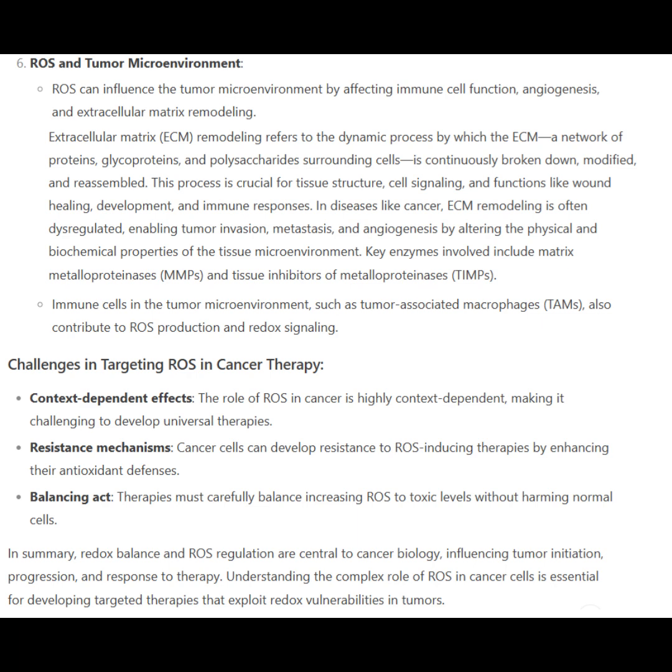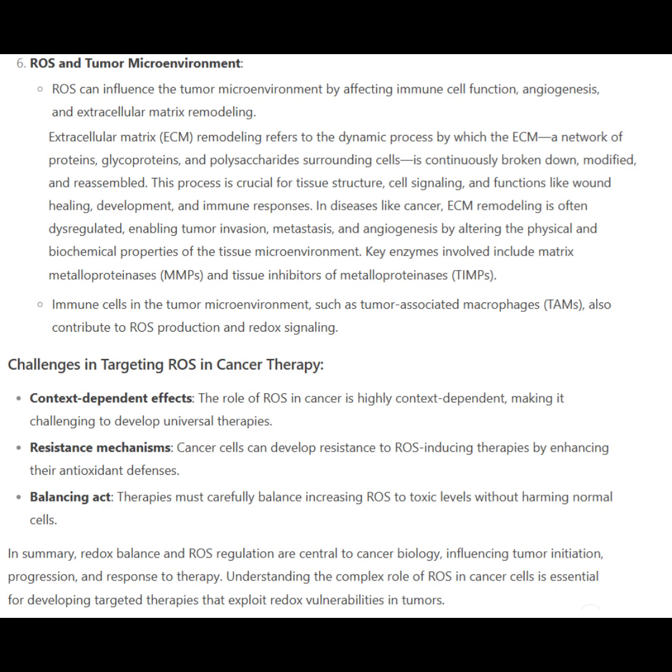In diseases like cancer, ECM remodeling is often dysregulated, enabling tumor invasion, metastasis, and angiogenesis by altering the physical and biochemical properties of the tissue microenvironment. Key enzymes involved include matrix metalloproteinases, MMPs, and tissue inhibitors of metalloproteinases, TIMPs. Immune cells in the tumor microenvironment, such as tumor-associated macrophages, TAMs, also contribute to ROS production and redox signaling.